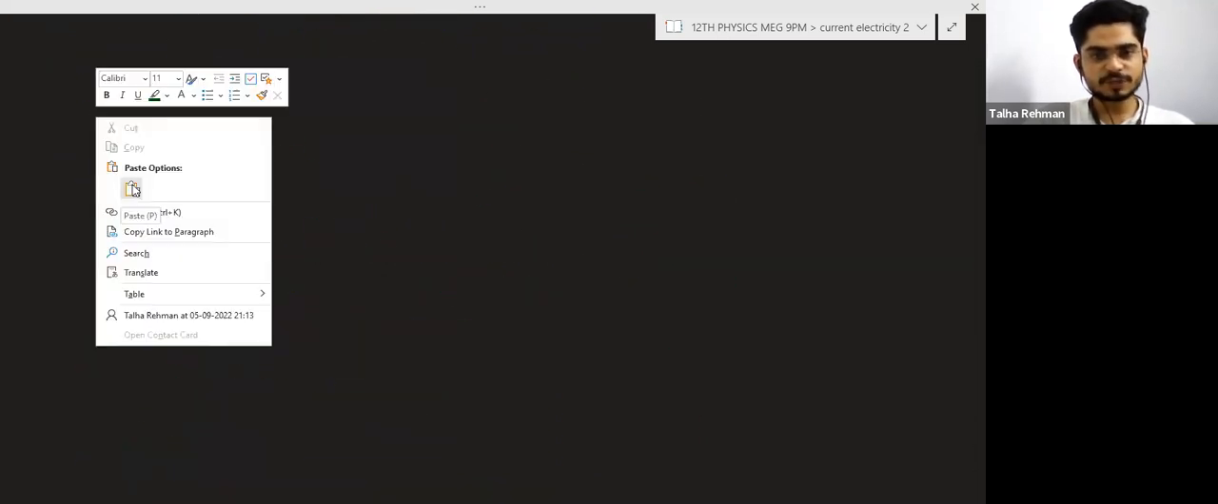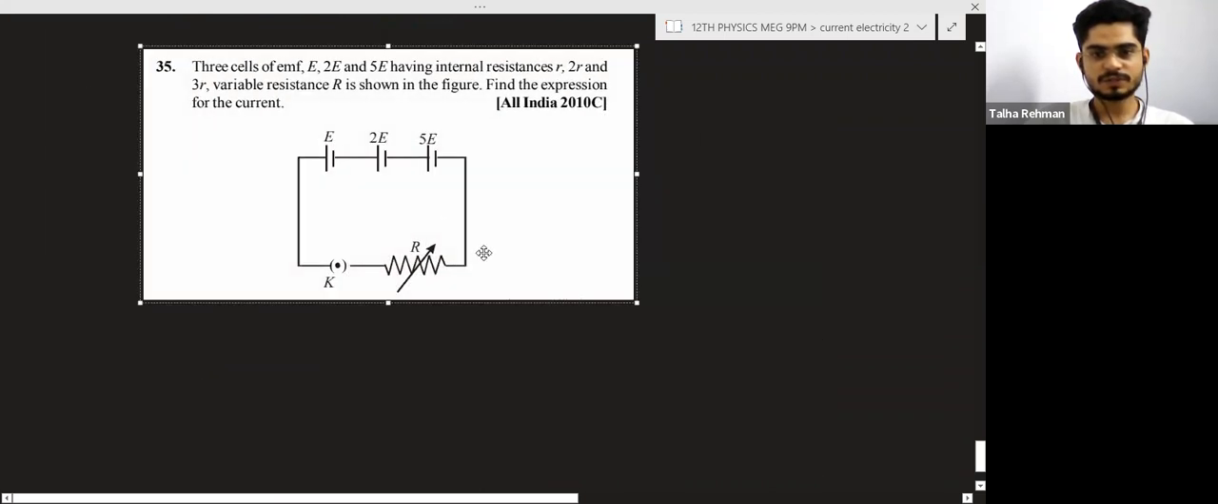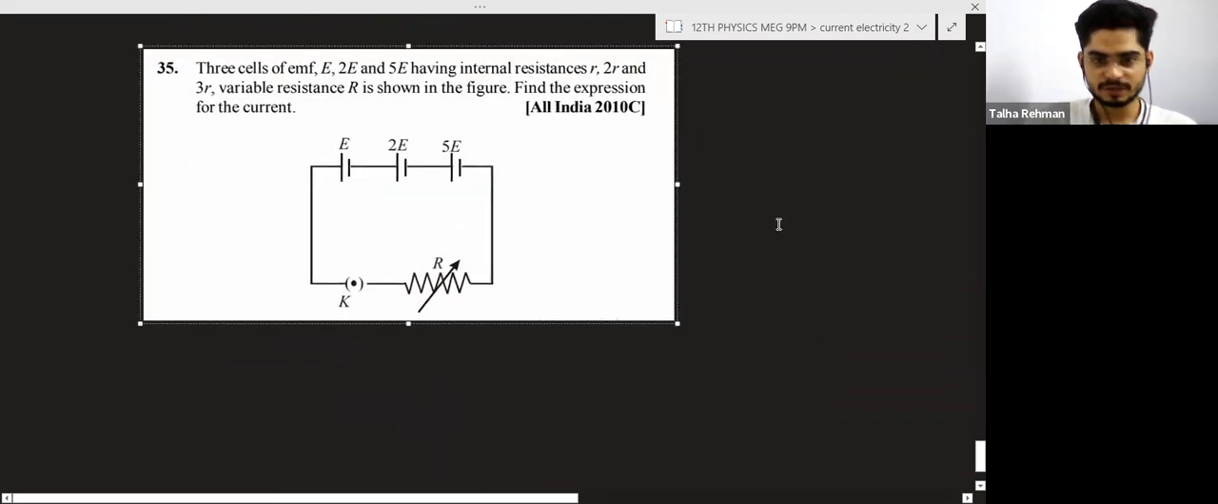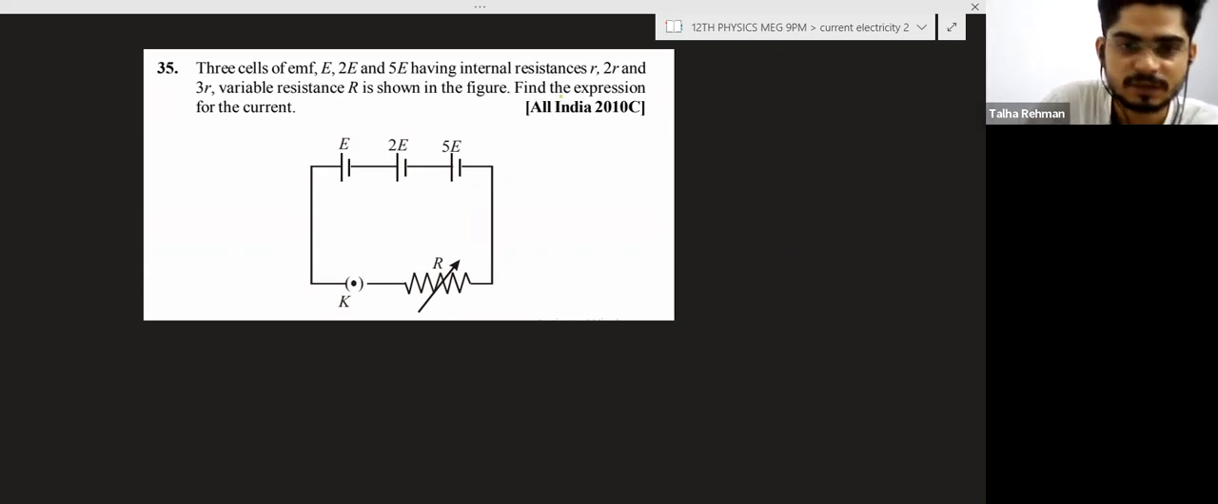So this kind of question only you will get in your exam. See how easy the questions are. Read the question: 3 cells of EMF E, 2E, 5E having internal resistance R, 2R and 3R, and here is a variable resistance R shown in the figure. They are saying find the expression for the current.